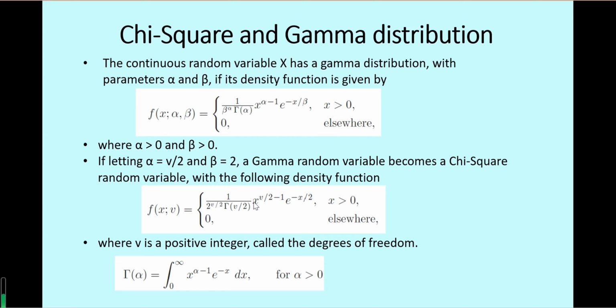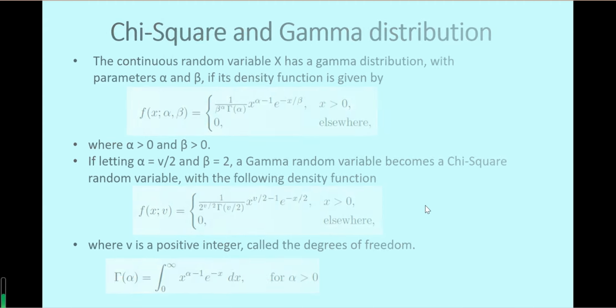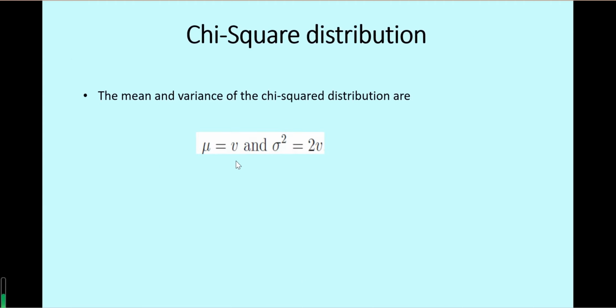In these two density functions, gamma of alpha is an integral from 0 to positive infinity of x to the power alpha minus 1 times e to the power minus x, conducted integration over x. The mean of the chi-square distribution is its degrees of freedom, nu, and the variance equals 2 nu.